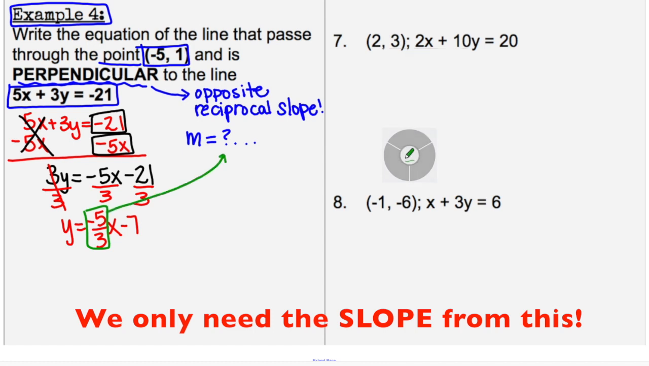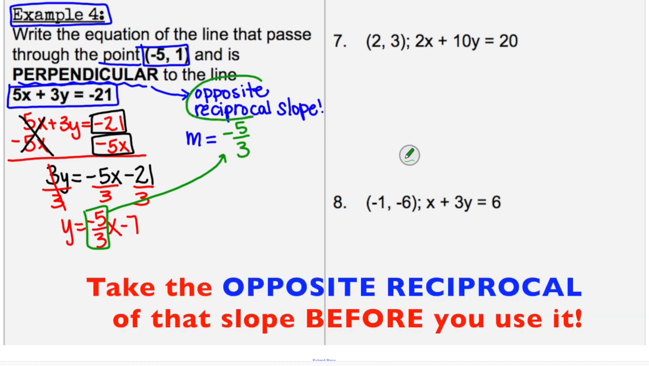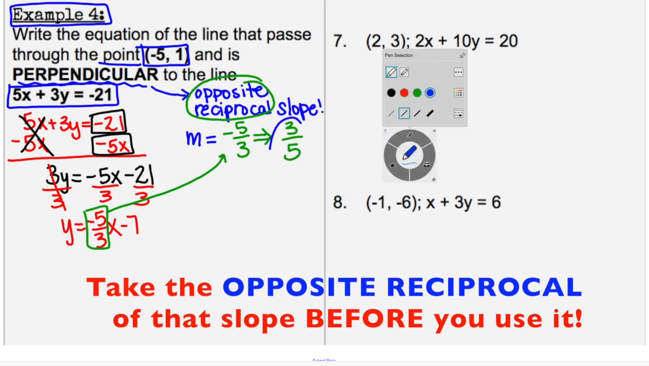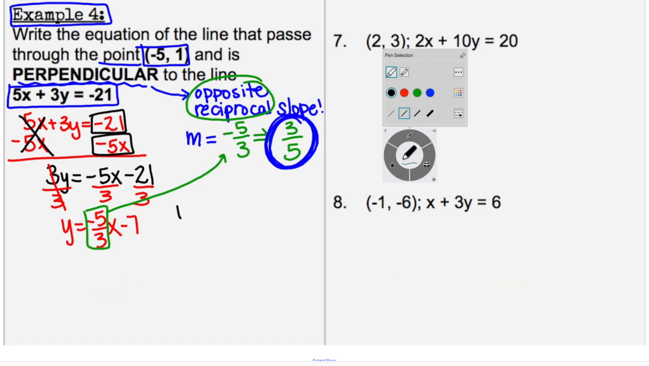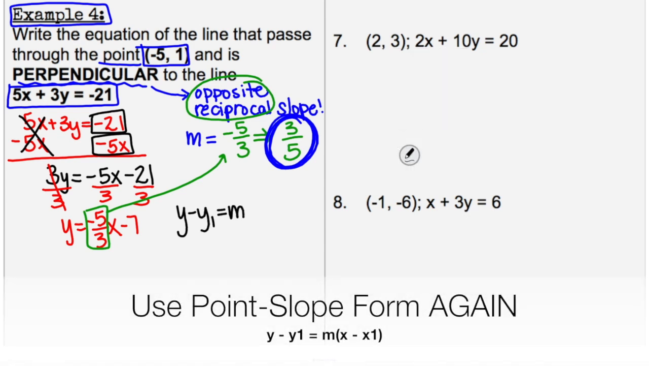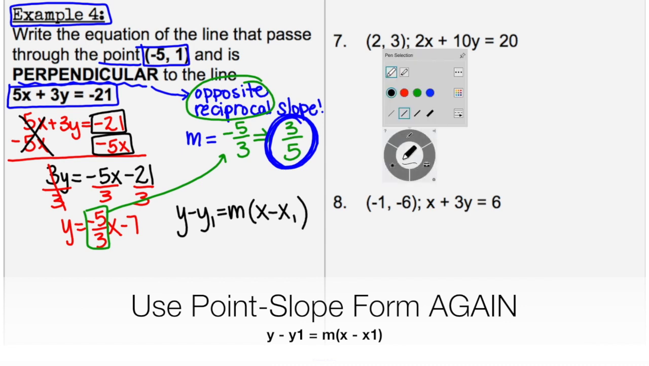All we want is that one piece of information, which is our slope. In the original, it is negative 5/3. But remember, we want the opposite reciprocal of that. So we're going to flip that upside down to 3/5. And it was negative, so we're going to make it positive. That is the slope that we are going to use to create our new line. And again, we're going to use point-slope form: y minus y1 is m times x minus x1.